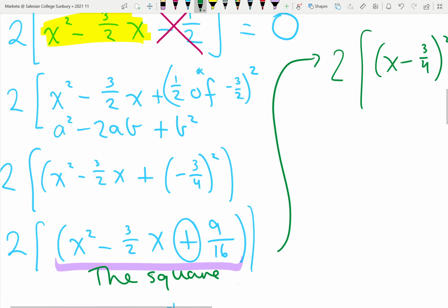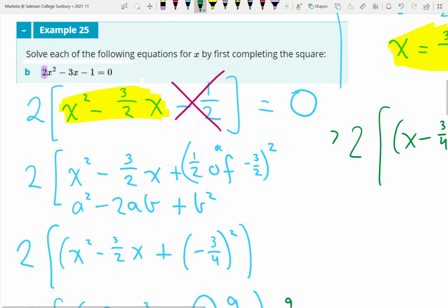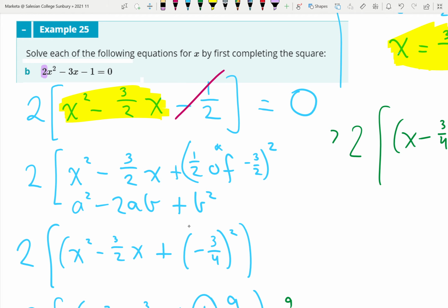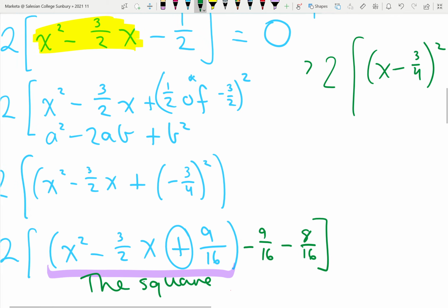Now remember, over at this stage here, we have added this 9 on 16 on, and that makes it easier for us. It means that we are able to complete the square, but that 9 on 16 doesn't exist, so I need to subtract it. And then, well, the other thing we need to remember is that this part that we ignored, the minus half, is still there. So I need to put that minus half on. And I'm going to make that negative 8 over 16, because then I've got a common denominator straight away. So negative 8 and negative 9 is negative 17.